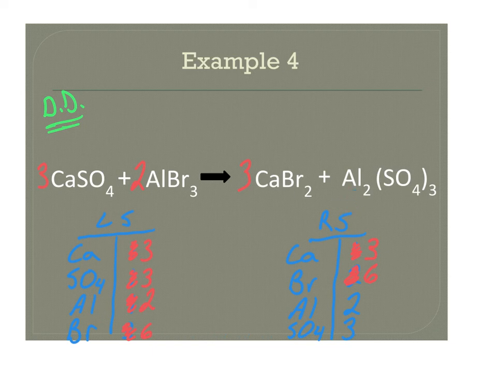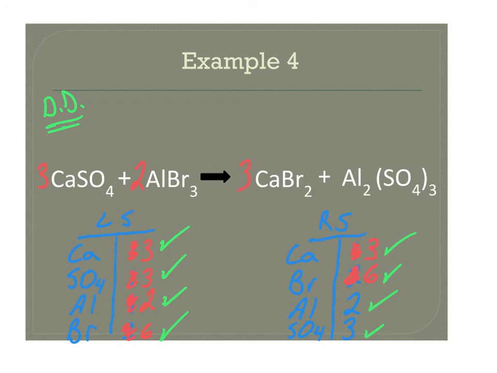So go back and forth balancing these, and then when you get to the end, double check and see if you got it right. I have 3 Cas, 3 Cas. I have 3 SO4s, 3 SO4s. I have 2 Als, 2 Als, and I have 6 Brs and 6 Brs. This is now a balanced chemical equation.